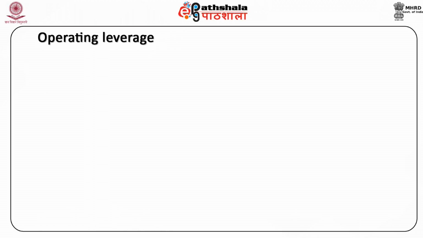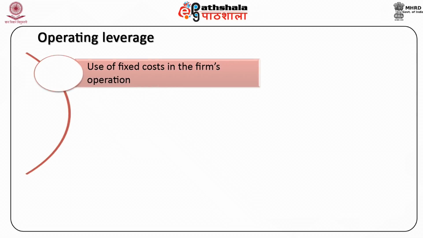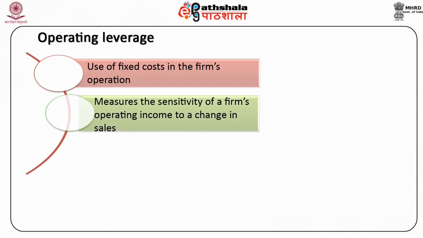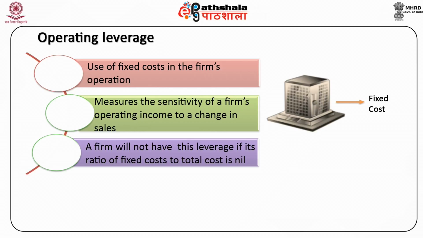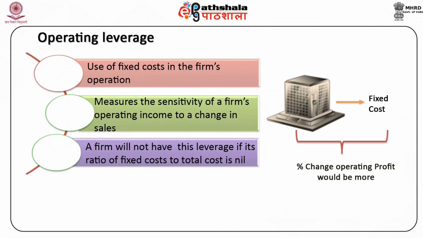Starting with operating leverage, it is the use of fixed cost in the firm's operation. Operating leverage measures the sensitivity of a firm's operating income to a change in sales. A firm will not have operating leverage if its ratio of fixed costs to the total cost is nil. If the firm has fixed cost, it would have operating leverage and the percentage change in the operating profit would be more for a given percentage change in sales.